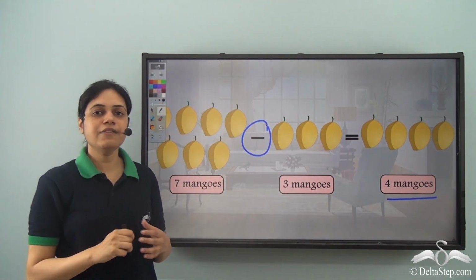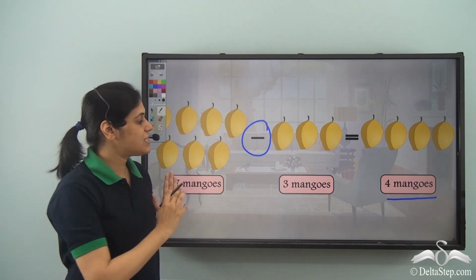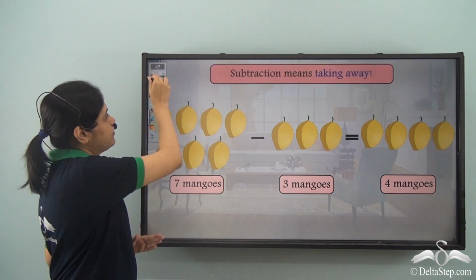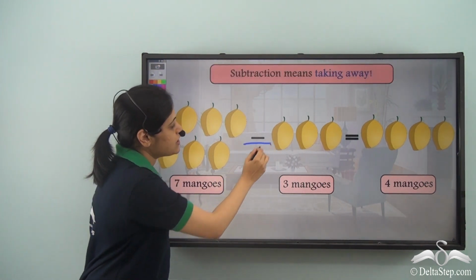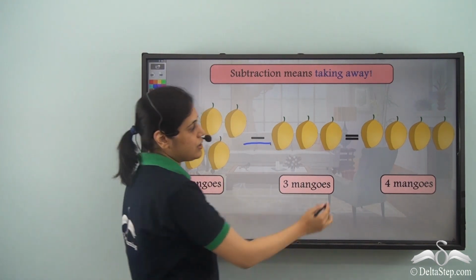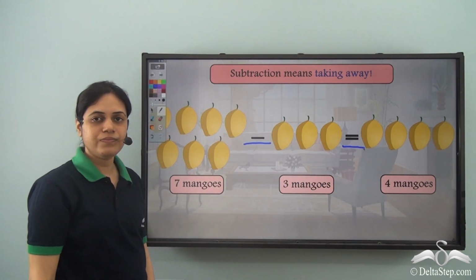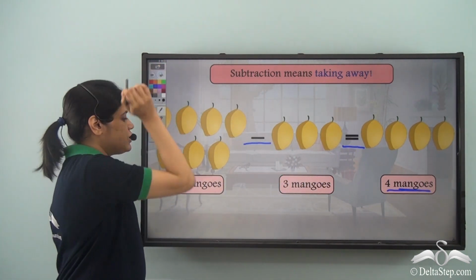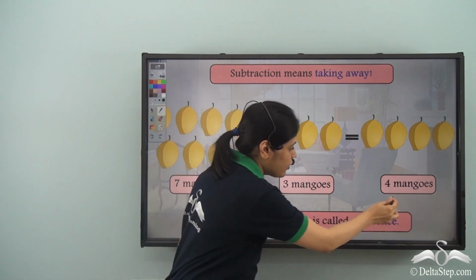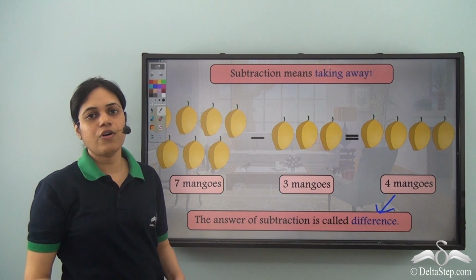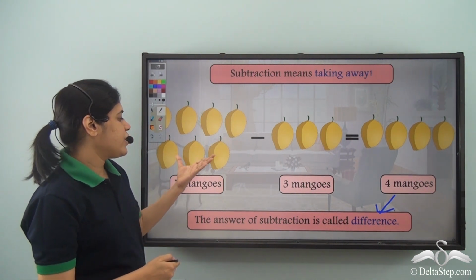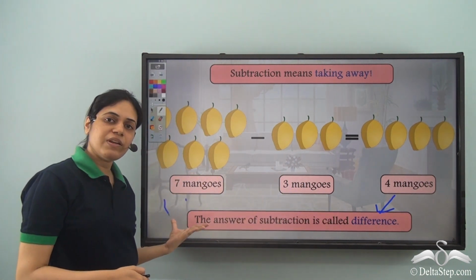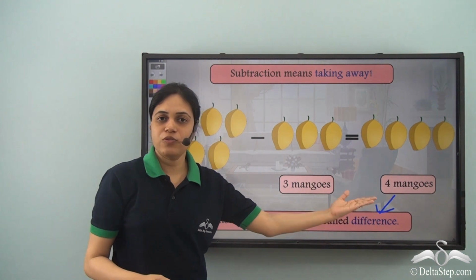This is the sign for subtraction. So this taking away of mangoes by the monkey is called subtraction. And this is the symbol for subtraction. This is the equal to symbol. And the answer of subtraction is called the difference. So 4 mangoes is the difference or the answer. So when you take away or you subtract 3 mangoes from 7 mangoes, you get 4 mangoes.